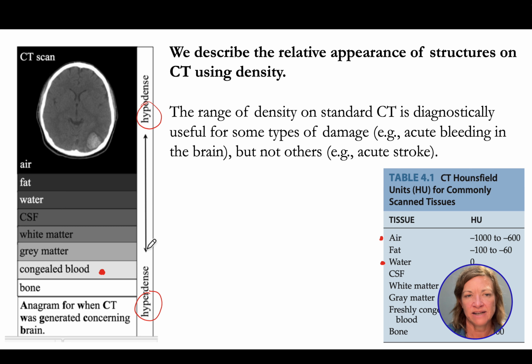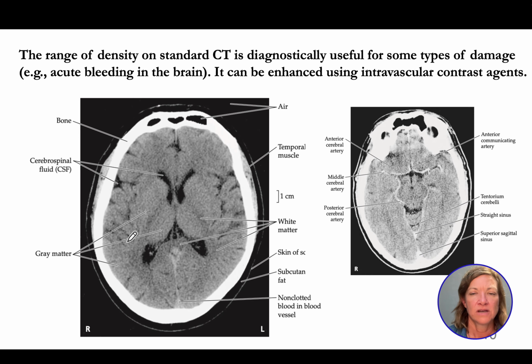The range that you get in terms of density on standard unmodified CT is diagnostically useful for some types of damage, obviously like acute bleeding in the brain, but not others. And one of the others it's not great for is acute stroke. So the utility of CT can be enhanced for other applications like detecting stroke using intravascular contrast agents. So here on the left, we're looking at a normal unmodified CT, a CT without a contrast agent infused. You can see that the cerebrospinal fluid is hypodense to the surrounding brain tissue. The skull, of course, the bony skull, is hyperdense to the brain.